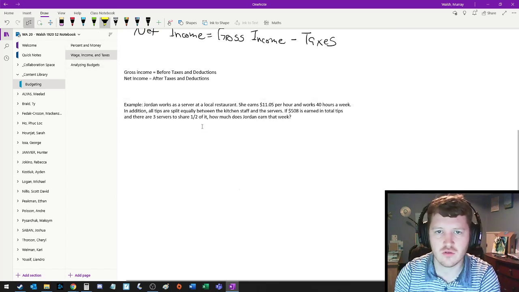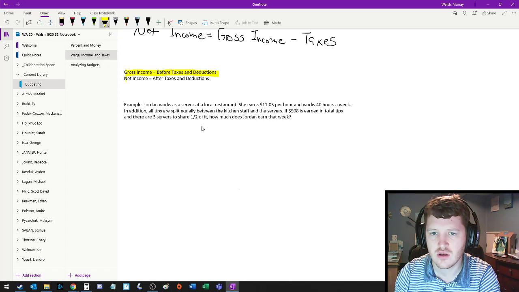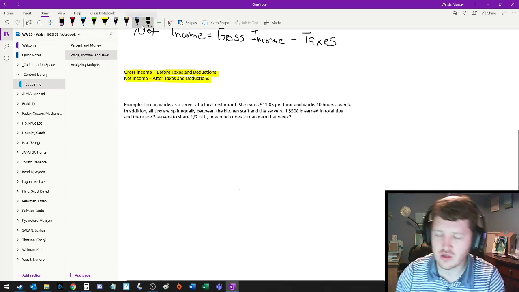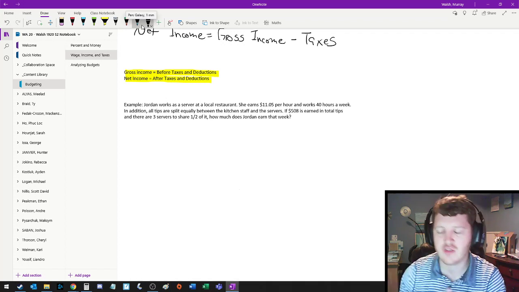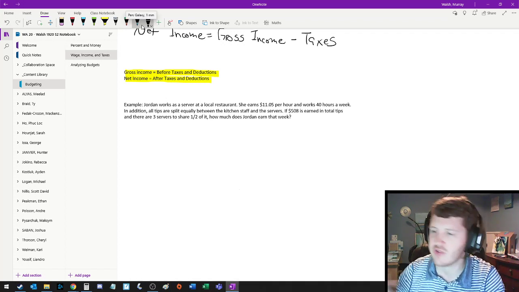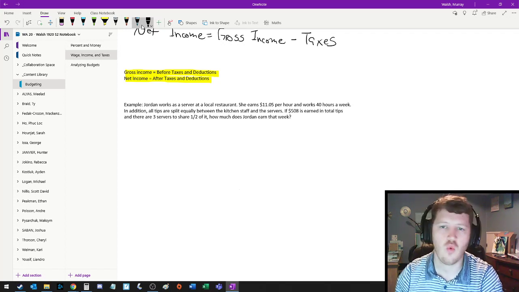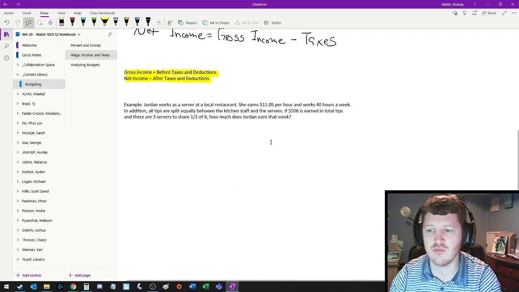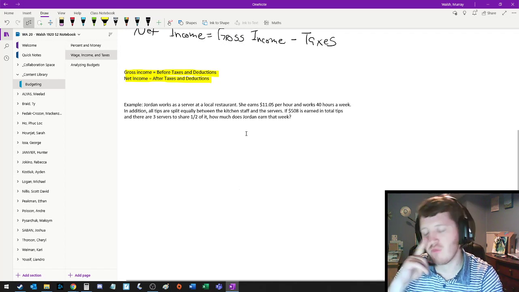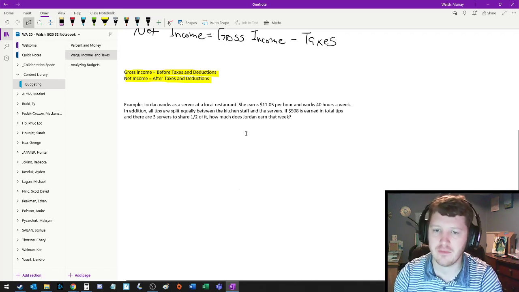Here's a quick review. Gross income is before taxes and deductions, net income is after taxes and deductions. So far we've only looked at taxes, but there are many other types of deductions that can come off your paycheck, for union dues, for employment insurance, for Canada Pension Plan, a wide range of things that are removed. Once all of them have been removed, that is your net income.